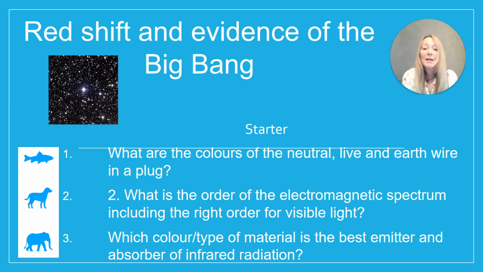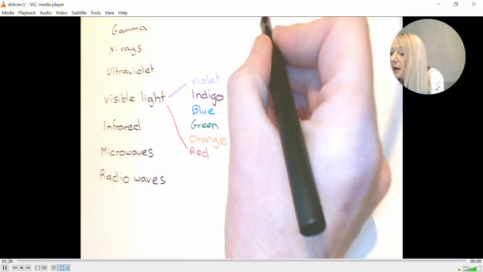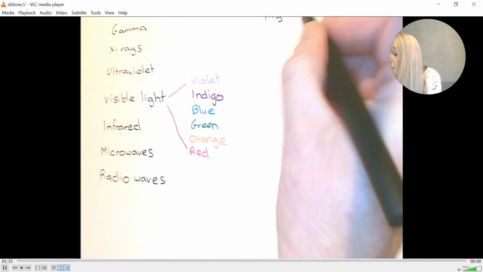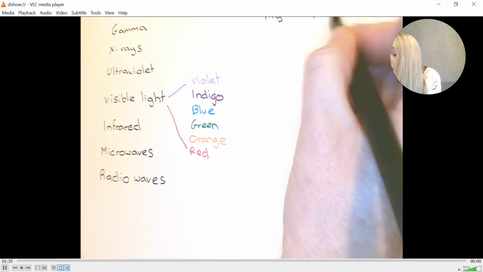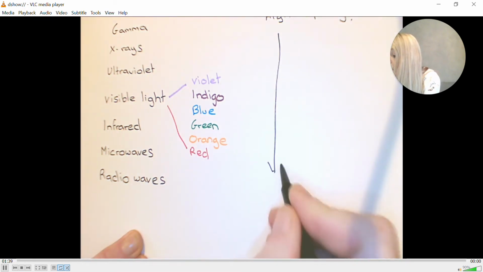And the order of the magnetic spectrum looks like this. So this is an order that you need to try and remember. So we've got gamma, X-rays, ultraviolet, visible light, infrared, microwaves and radio waves. We can see that this is going in order from the highest wavelength, the highest frequency, down to the lowest frequency.